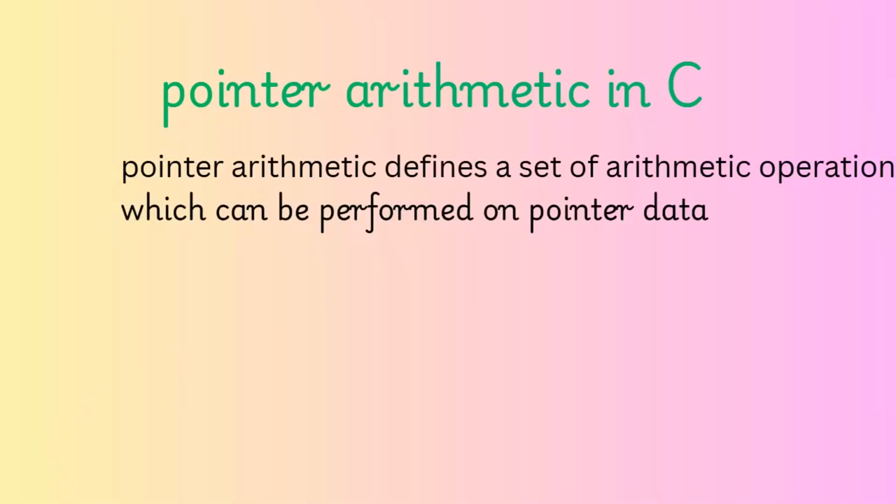Pointer arithmetic defines a set of arithmetic operations that can be performed on pointer data. We have already discussed what we mean by pointer. A pointer is nothing but a variable which holds the address of another variable. That is what we discussed in the previous video on the basic concepts of pointers. So pointer arithmetic gives a set of arithmetic operations which can be performed on pointer data. Let us see what operations we can do on pointers.